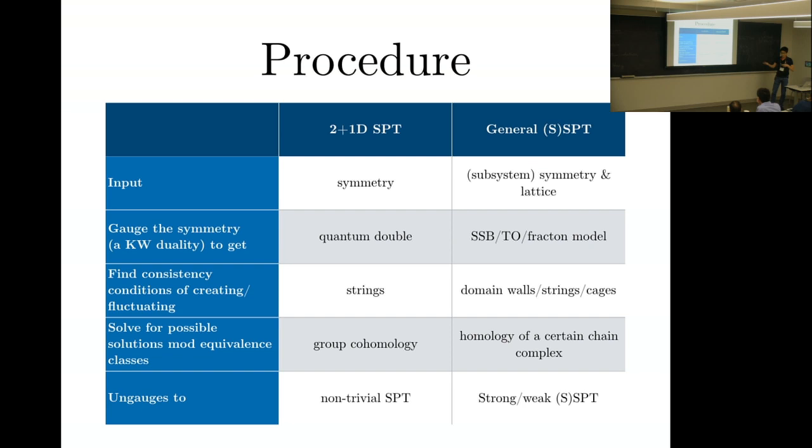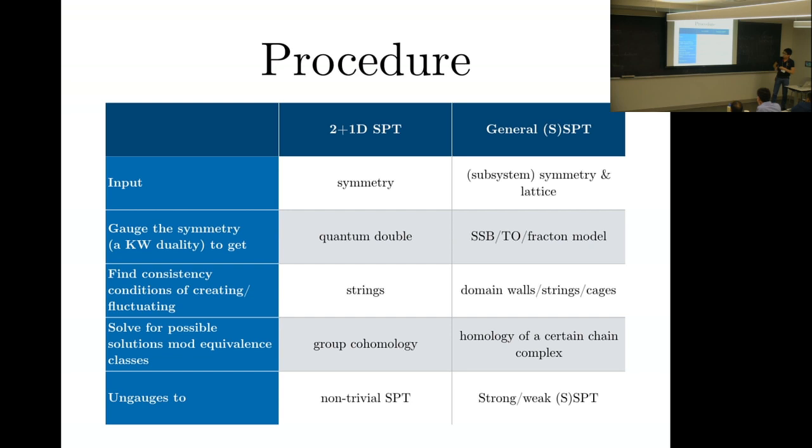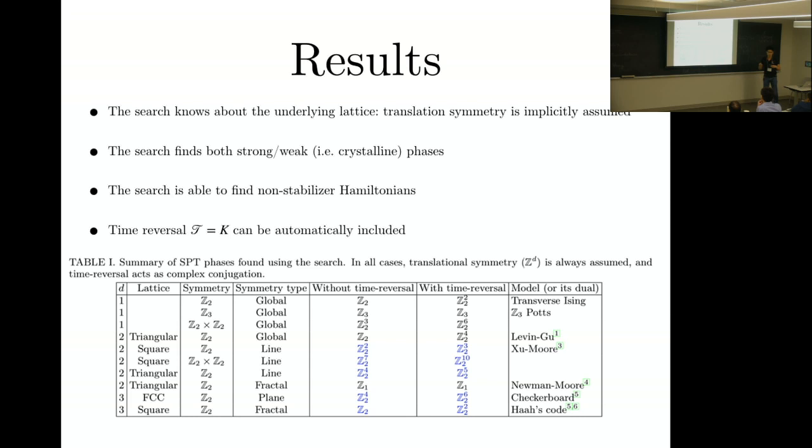And when I ungauge that back, I find that I get some subsystem SPT. So let me state the result first, which is that in the search I'm going to show you, the input, instead of, in the previous slide, we use only symmetry, but here I'm going to input both the symmetry and the lattice structure. So in this search, the search sort of knows about translational symmetry, and that's something assumed. And what it finds is that it doesn't only find the strong SPT phase, it also finds the crystalline phases, which are the weak versions.